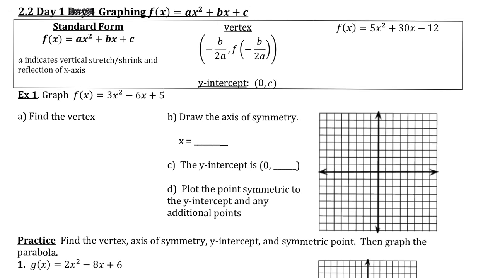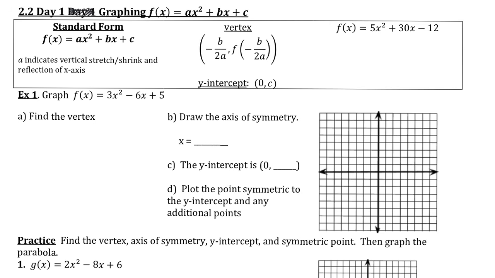Okay, 2.2, day one. In 2.1, we graphed parabolas in vertex form. Now we're going to graph parabolas in standard form. Standard form is in this format right here: f of x equals ax squared plus bx plus c. This is an example of a function in standard form, or a quadratic.